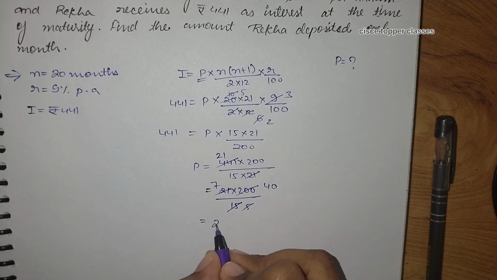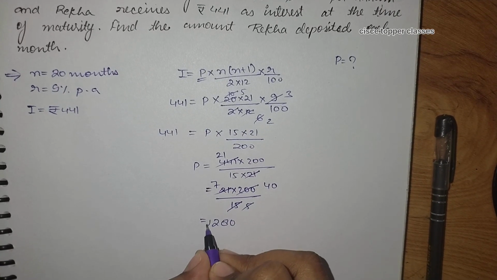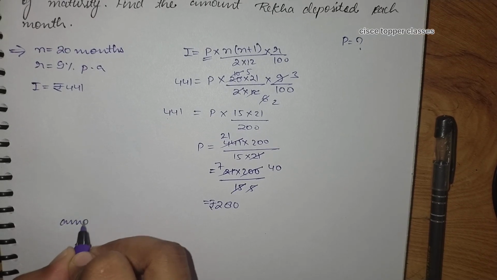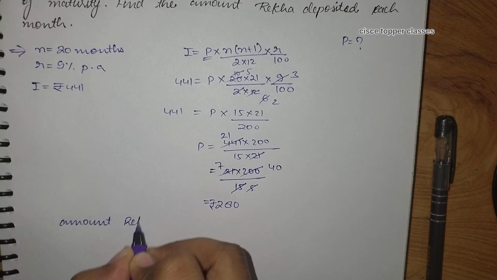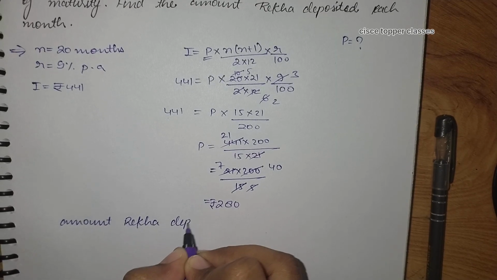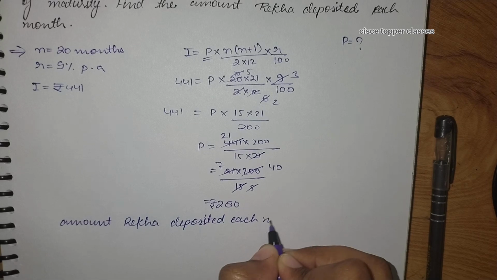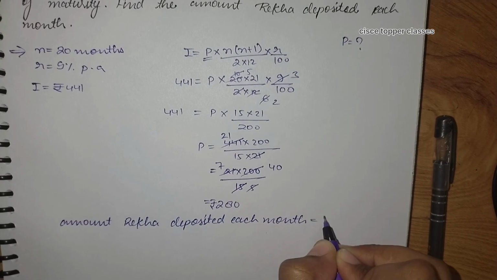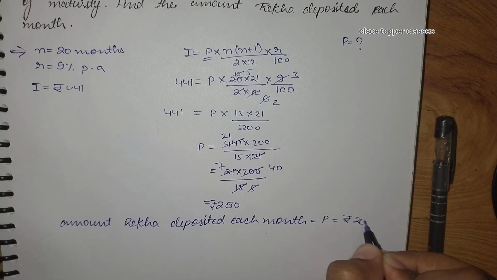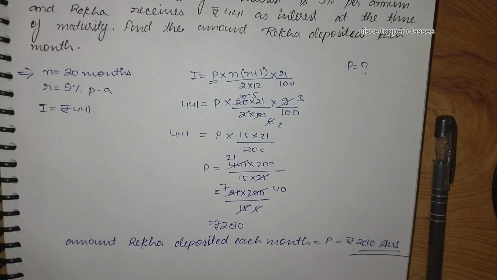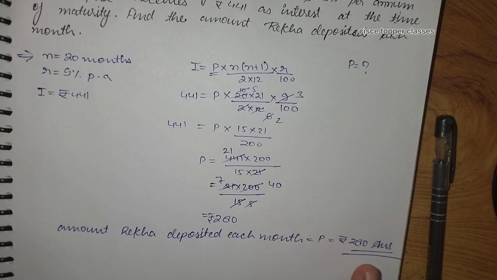And on calculating, this is 280 rupees, the amount which Rekha deposited each month, which is equal to the principal value, rupees 280, as the answer in this question. So this is the solution of question number 8, and this is the answer here.